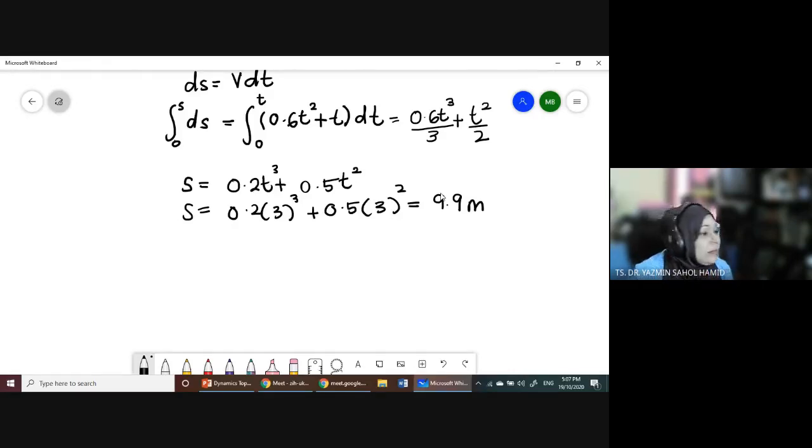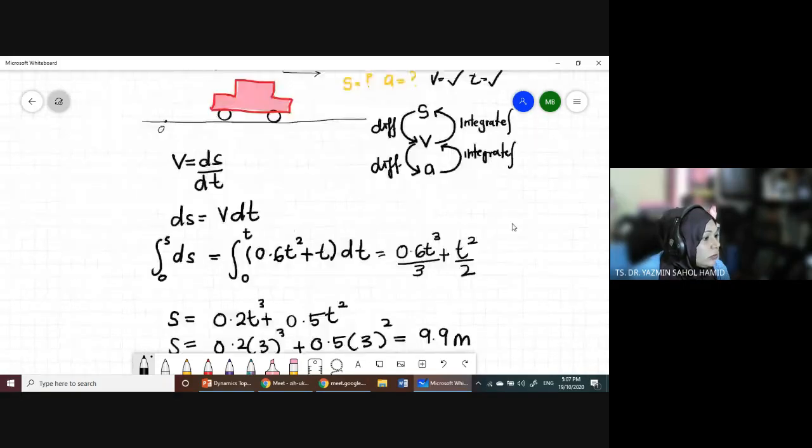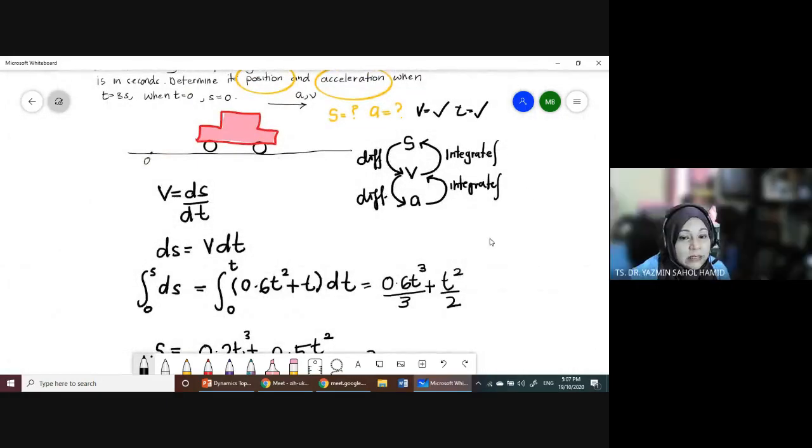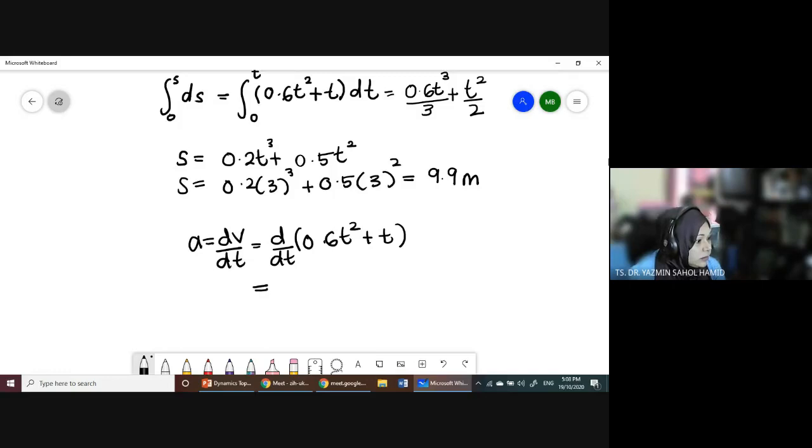Okay, now, can you try to find me the acceleration? So how do you want to find the acceleration now? Now we have the velocity, but we want to find the acceleration. You need to differentiate, right? Let's go to the basic kinematic equation, which is a equals dv over dt. Our v is 0.6 t squared plus t. So when you differentiate this, what do you get?